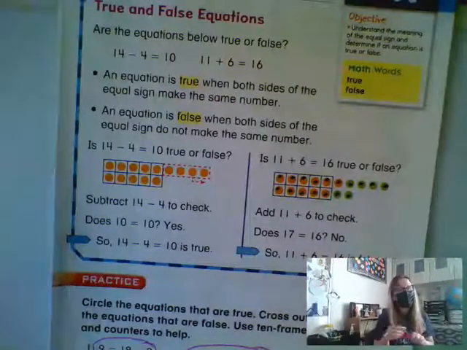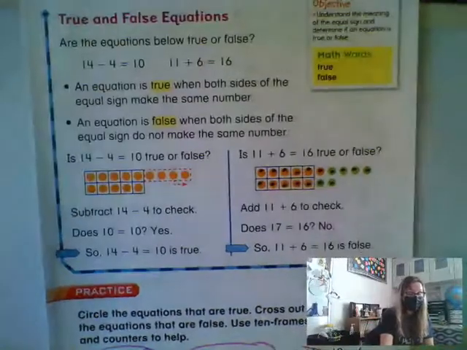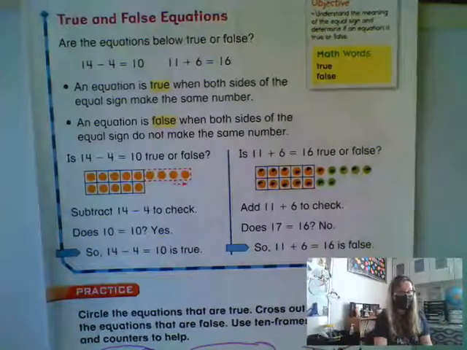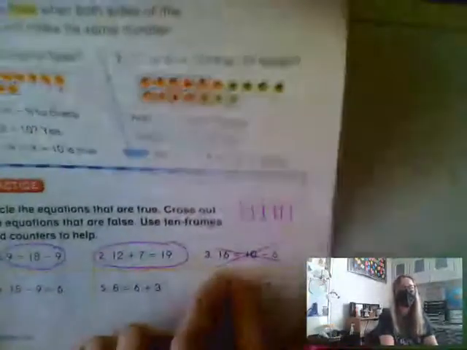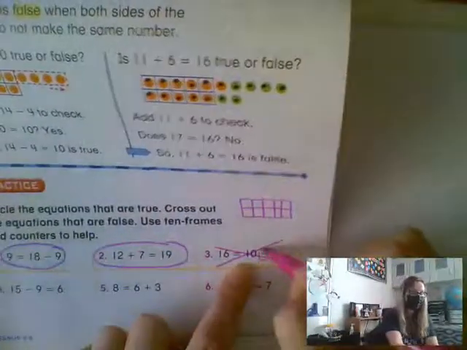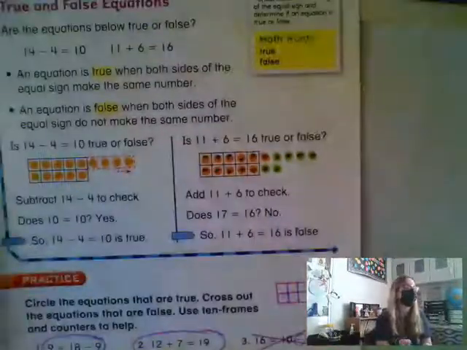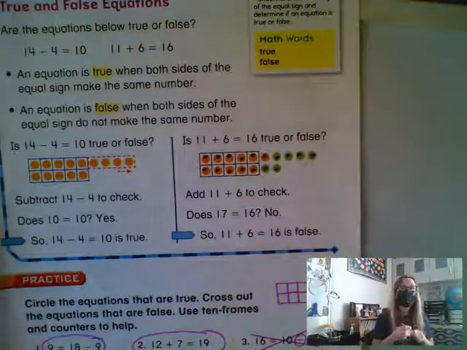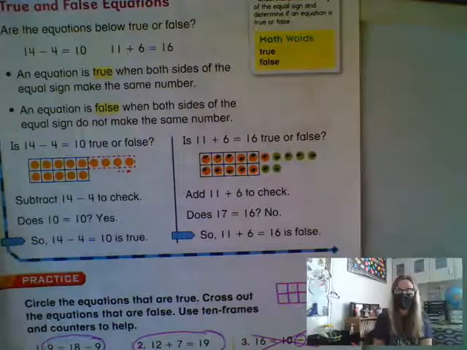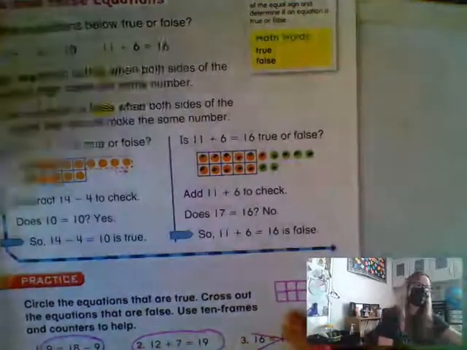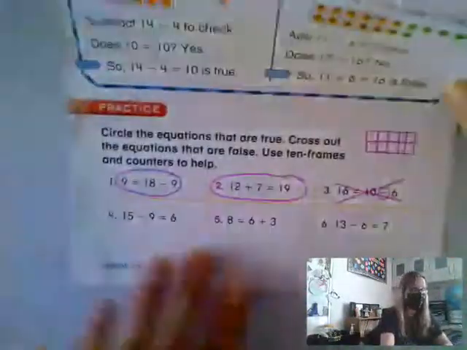And make sure you're paying attention to your signs. Because if you had added 10 and 6, you would have said, oh, 16 equals 16. We can't add 10 and 6 here because we had a subtraction sign. So make sure you pay attention to your symbols. Are they asking you to add or are they asking you to subtract? Because that makes a difference in math, okay?